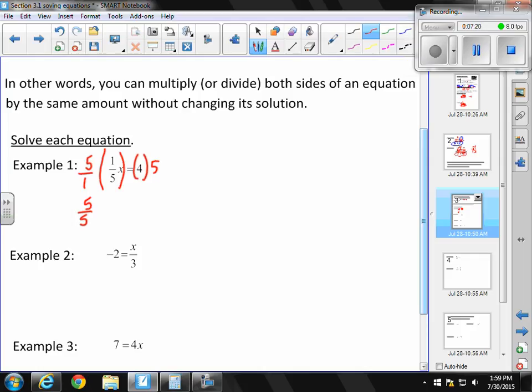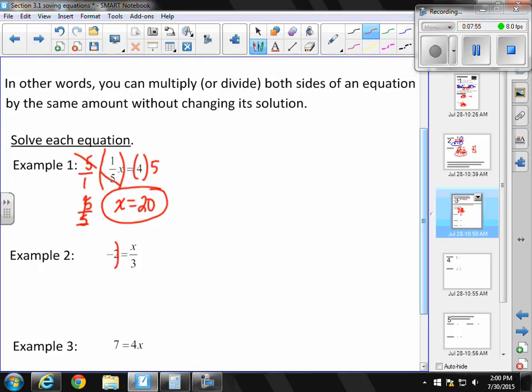So in other words, what we usually do is say if we're multiplying and dividing by the same number, or in fractions, if we have the same factor in the numerator and the same factor in the denominator, we cancel them out because it's equivalent to 1. So this leaves us with x equals 4 times 5, or 20. So we're going to use that property of 1 quite often here to help us simplify our equations and get rid of fractions. Example number 2 says negative 2 equals x divided by 3.